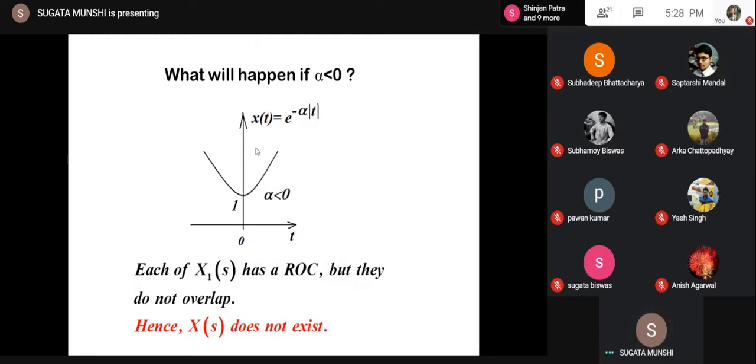Now here, what will happen? You will find that the procedure will be same. But when you try to find out the ROC of x1s and x2s, what will happen? Each of x1s and x2s has an ROC. You will find that x1s has an ROC and x2s also has an ROC. But the two ROCs don't overlap. Therefore, in this case, xs does not exist.